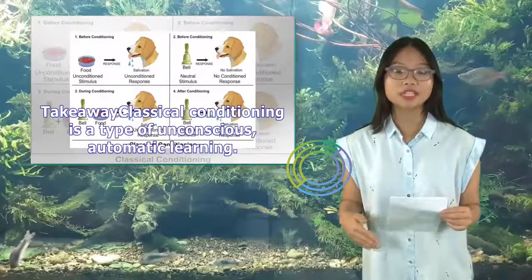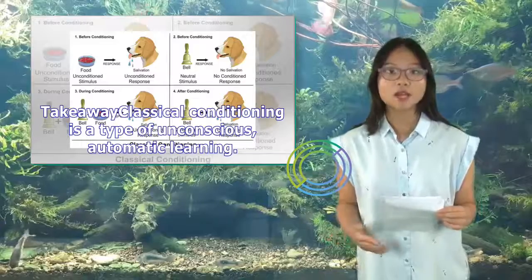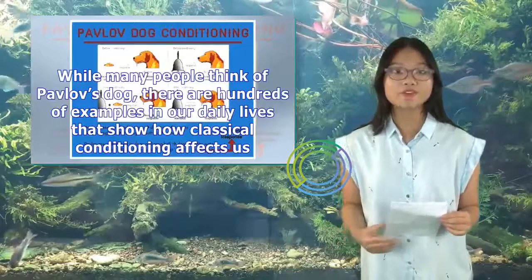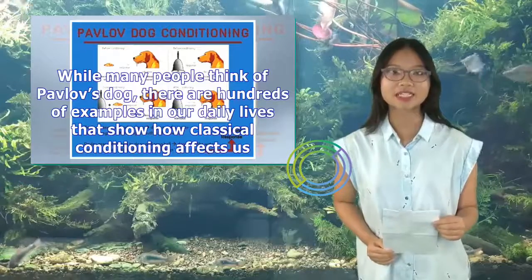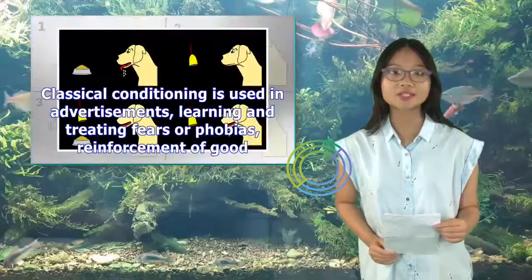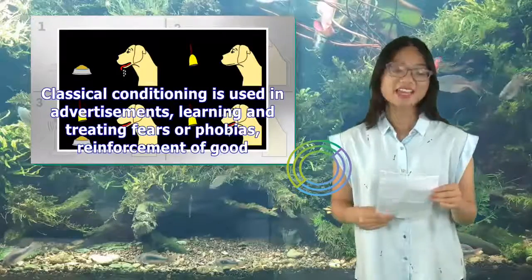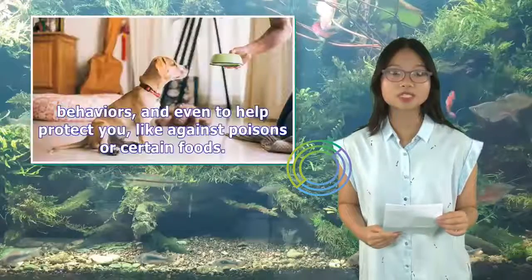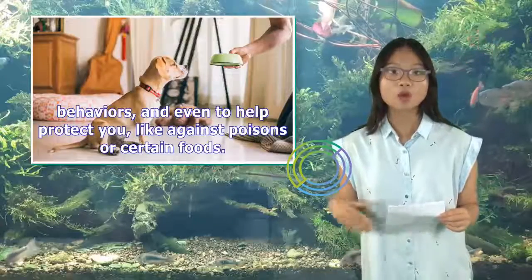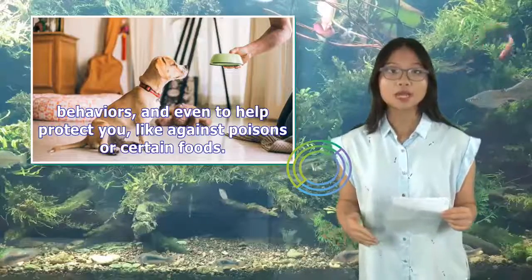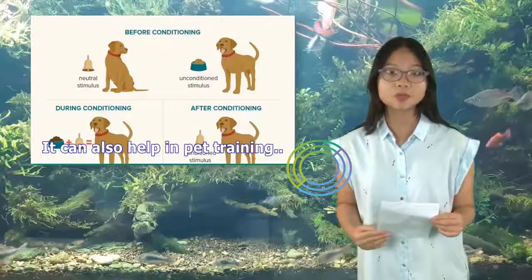Takeaway: classical conditioning is a type of unconscious, automatic learning. While many people think of Pavlov's dog, there are hundreds of examples in our daily lives that show how classical conditioning affects us. Classical conditioning is used in advertisements, learning and treating fears or phobias, reinforcement of good behaviors, and even to help protect you, like against poisons or certain foods. It can also help in pet training.